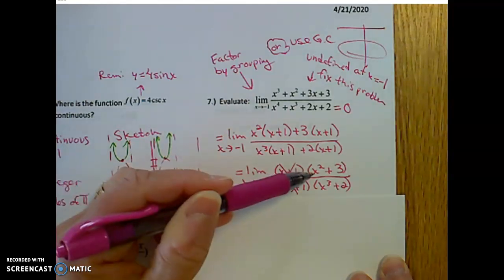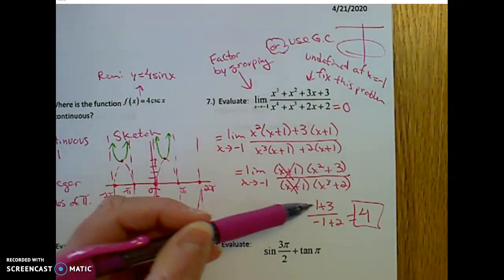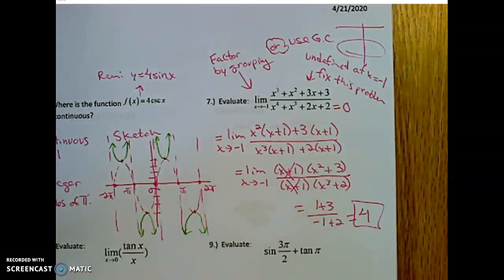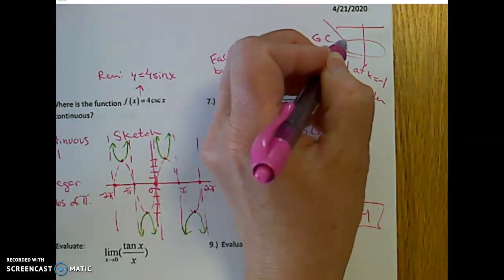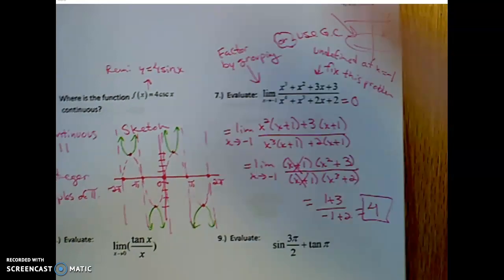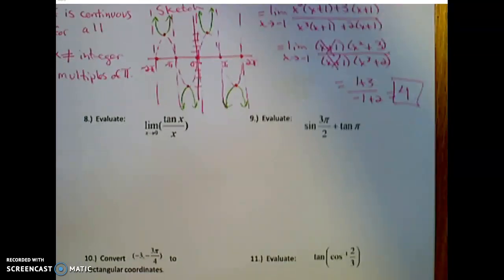Now I can plug in -1 to what's left. And I'm left with 1 plus 3 in the numerator, -1 plus 2 in the denominator, and that limit approaches 4. Again, you can verify this in a table of values with your graphing calculator, but the algebra is good practice. Alrighty. Please look at number 8 and check your work.